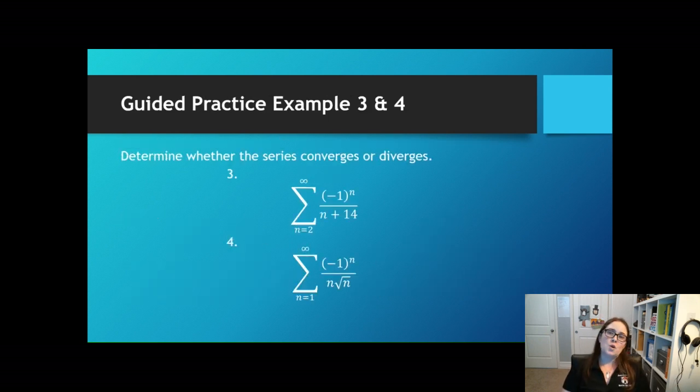Okay, so here's a couple more examples for you to try out. Try out the alternating series test and try out absolute convergence on these and see what you get.